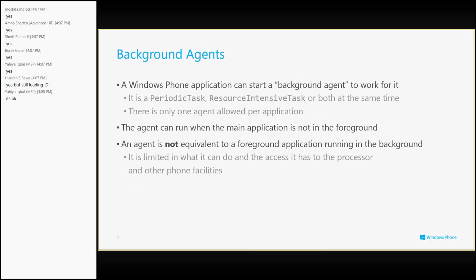So what is a background agent? Windows Phone allows the foreground application to schedule a background agent to perform processing, which the operating system will execute even when the main application is not running. For example, if you develop an application that would track your location, you don't want to leave the application running, right? So maybe you run the application, and it keeps tracking your location and sending it to a server where someone can detect where you are. This is something you can do with a background agent.